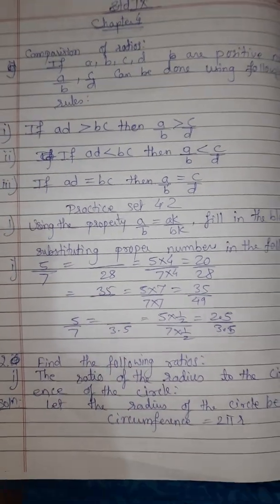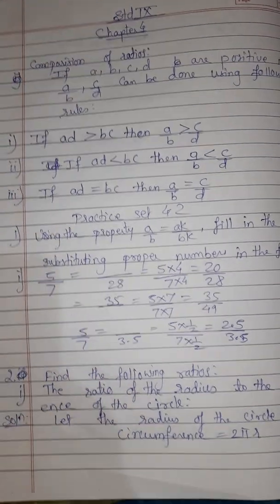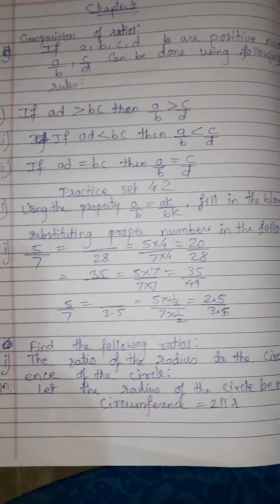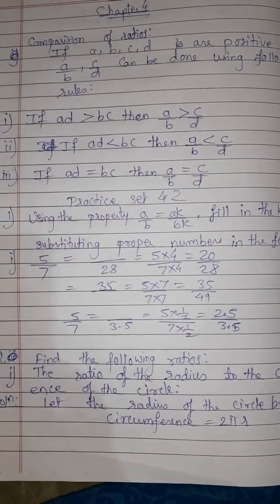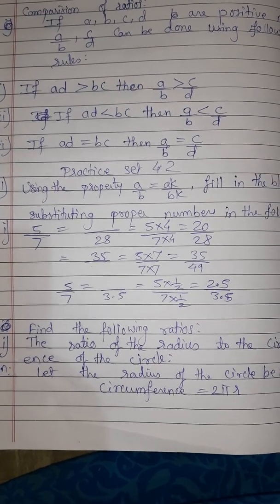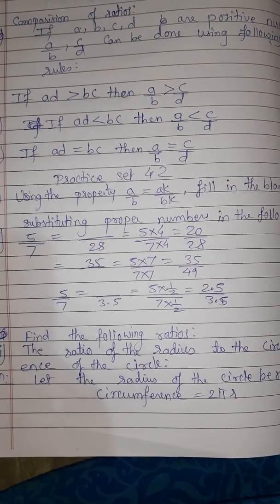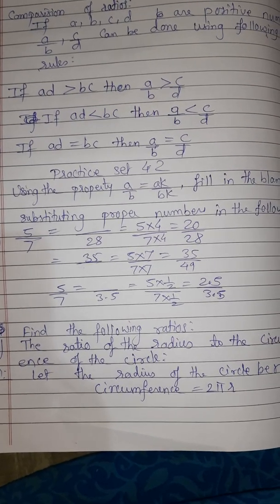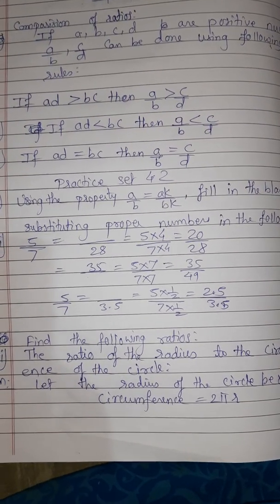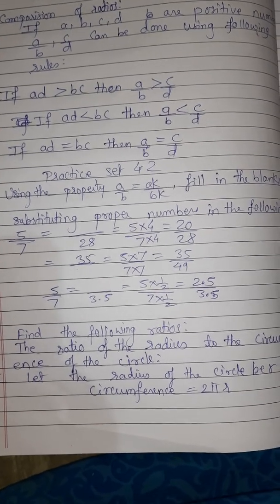On this rule are based the problems of practice set 4.2, using the property of a upon b, filling the blanks. The first one I have done here. The second one is homework for you. 5 upon 7 is equal to blank upon 28. Blank upon 28 means when we multiply 7 by 4, we get 28. Here we got the common multiple of the ratio. It means we multiply both terms by 4, so we will get 20 upon 28.